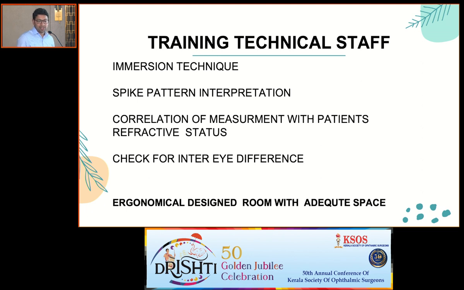The training covers the immersion technique, the spike pattern interpretation, the correlation of the measurement in myopic and hypermetropic patients, and checking for inter-eye differences. There should be an ergonomically designed room for immersion biometry, because the patient has to lie down, the technician has to work in that position, and at the same time the technician has to see the monitor. So a room and a well-qualified technician are very important. Second, you should have a technician who is constantly doing biometry for all patients. If there are so many technicians and fellows or PGs, that's actually not good for this biometry.